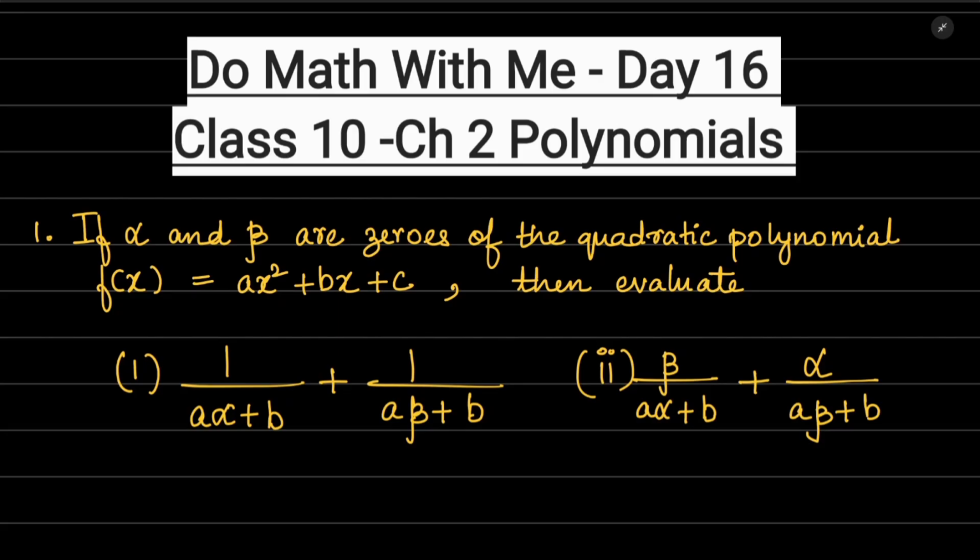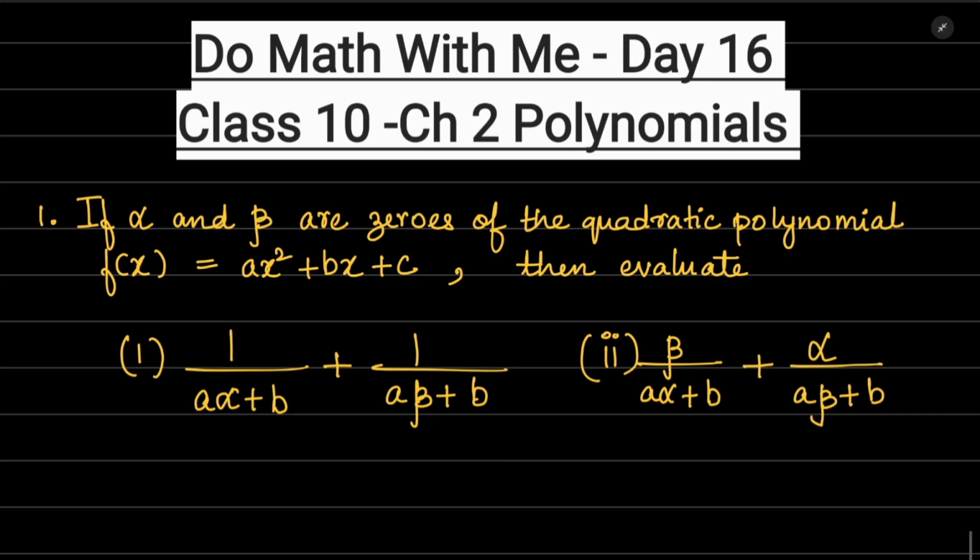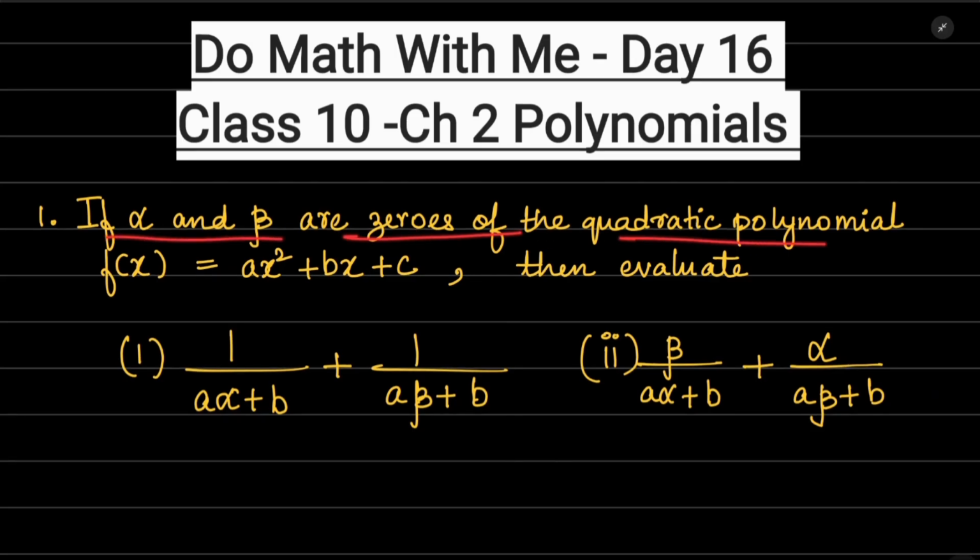Okay, so today we have got three problems from the chapter Polynomials. Let's get started. The question is, if alpha and beta are the zeros of the quadratic polynomial f of x is equal to ax square plus bx plus c. So what you are given is a standard quadratic polynomial. You have to evaluate two questions under it.